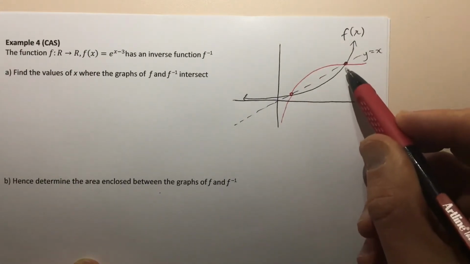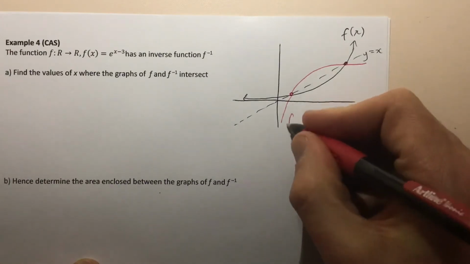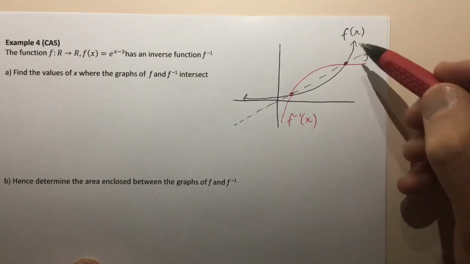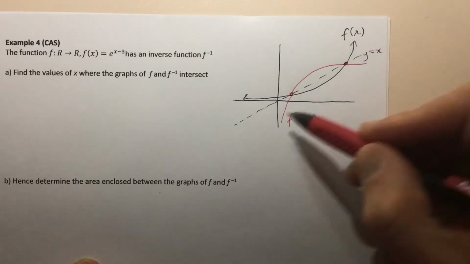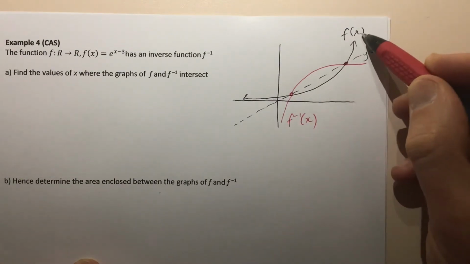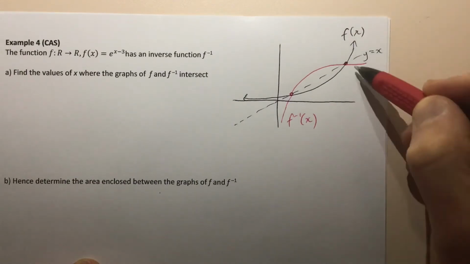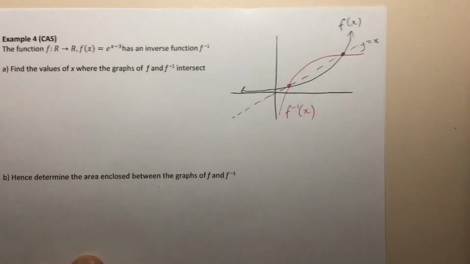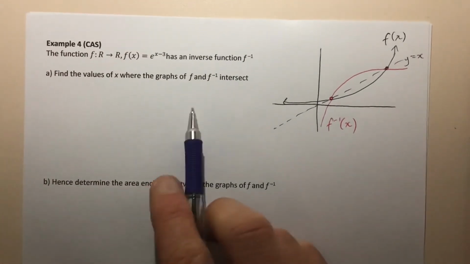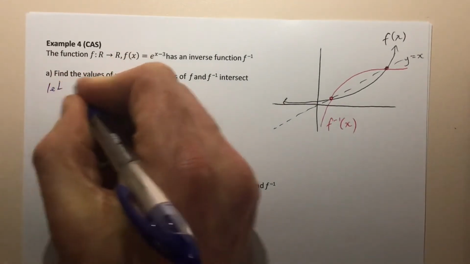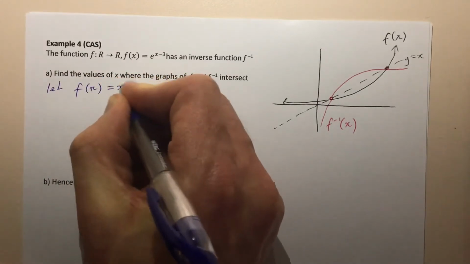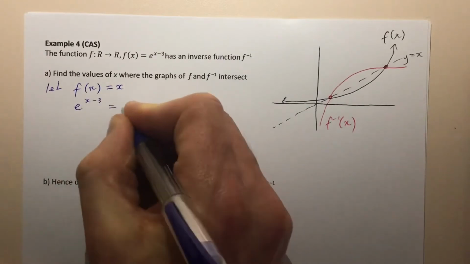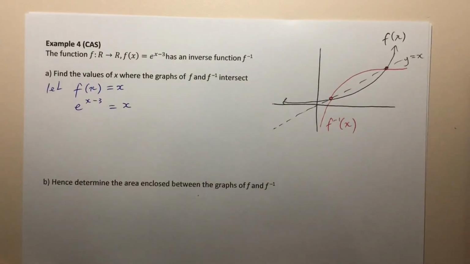So the trick that we can use is, rather than trying to find the inverse function and then let the inverse equal the original, we can just let the original function equal x and find the point of intersection between f of x and x, because that will be the same points of intersection that we would get with the inverse and the original function. So our little shortcut is to say the values of x where the graphs intersect, we can just let f of x equal x, which is e to the power of x minus 3 equals x. We can solve that on the calculator.